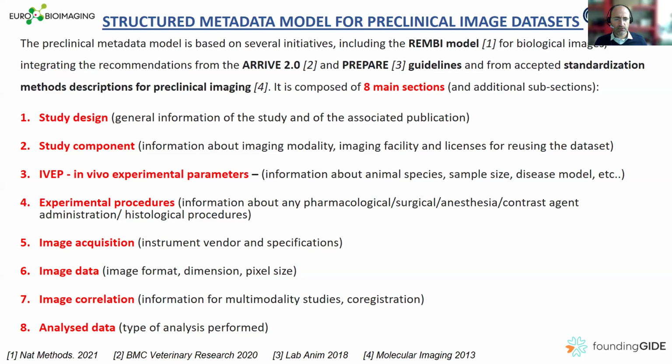And then some sections that are more related to image acquisition, so instrument vendor, specification related to the image acquisition, image data information, imaging correlation if there are more than one imaging modality, and eventually for co-registration of images across multiple modalities, and then information related to the way in which the data have been analyzed. And so all of these sections essentially provide a full picture of the preclinical image dataset.